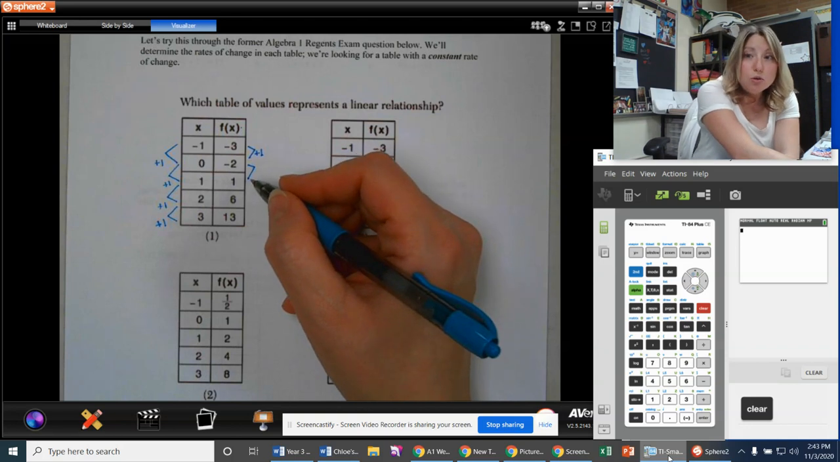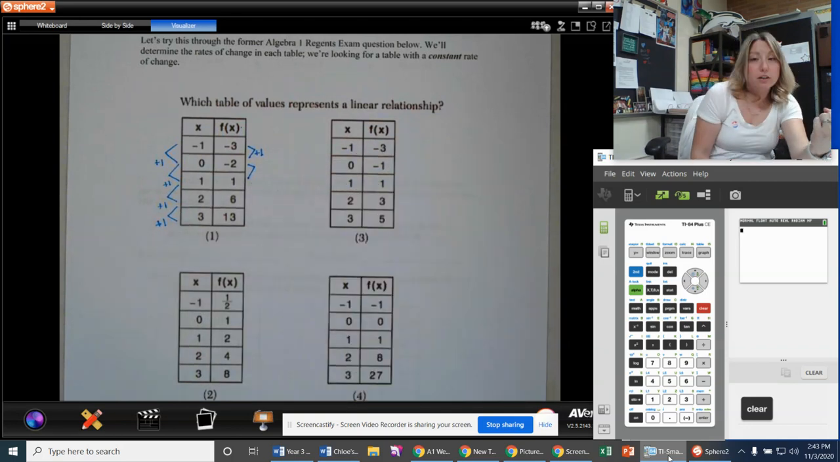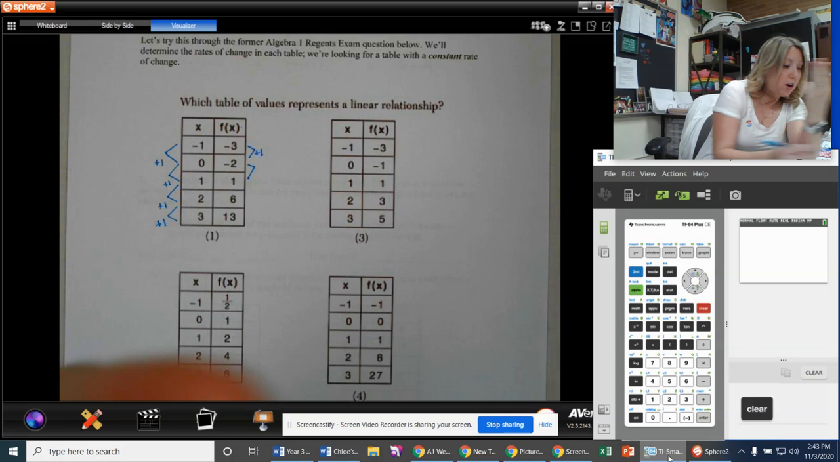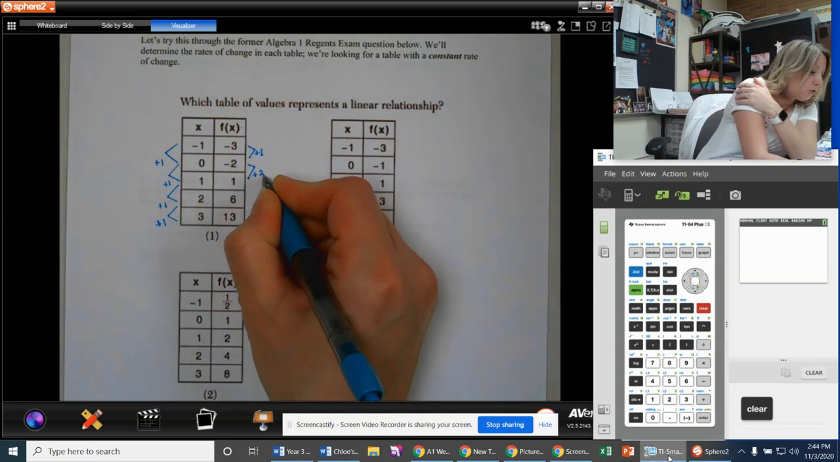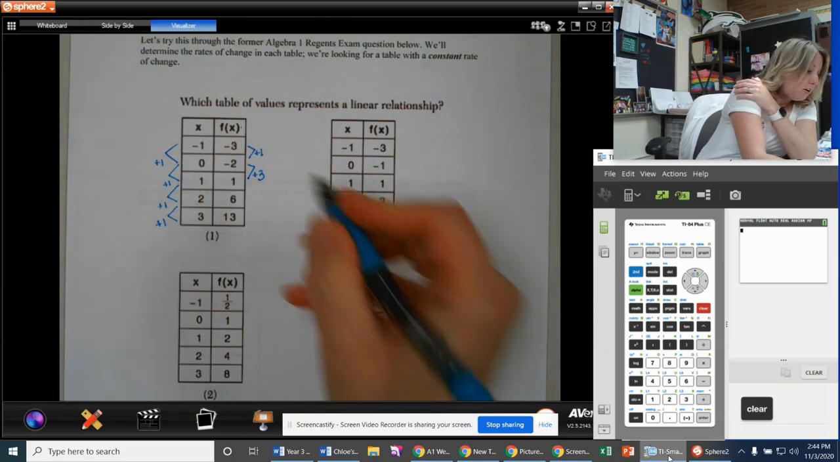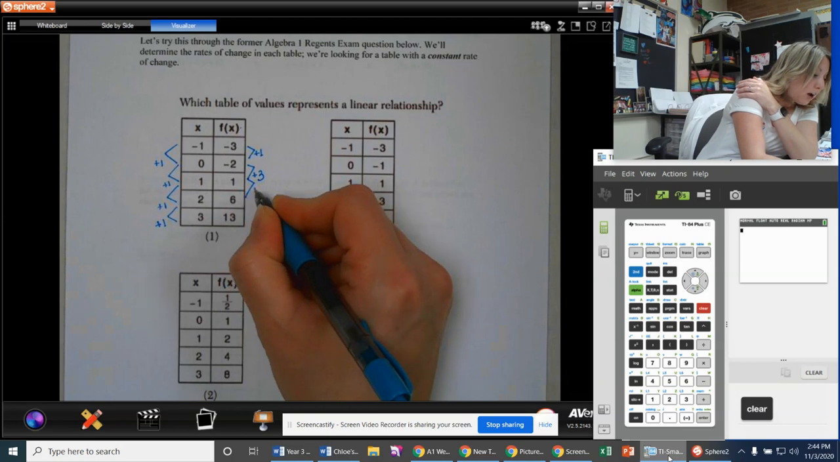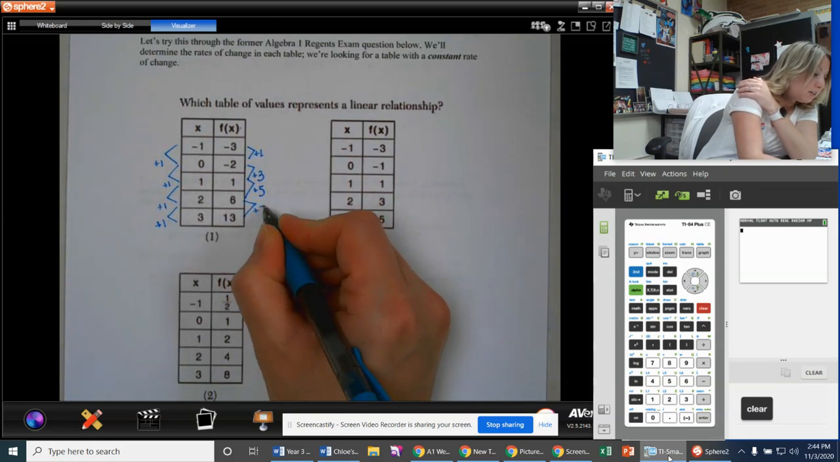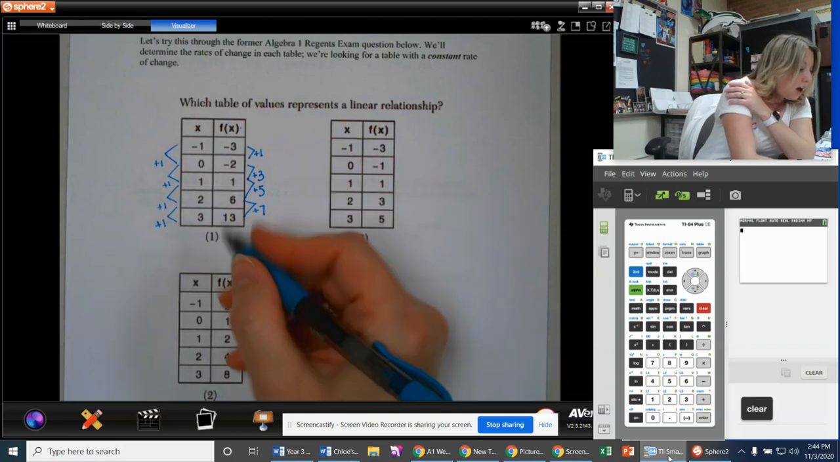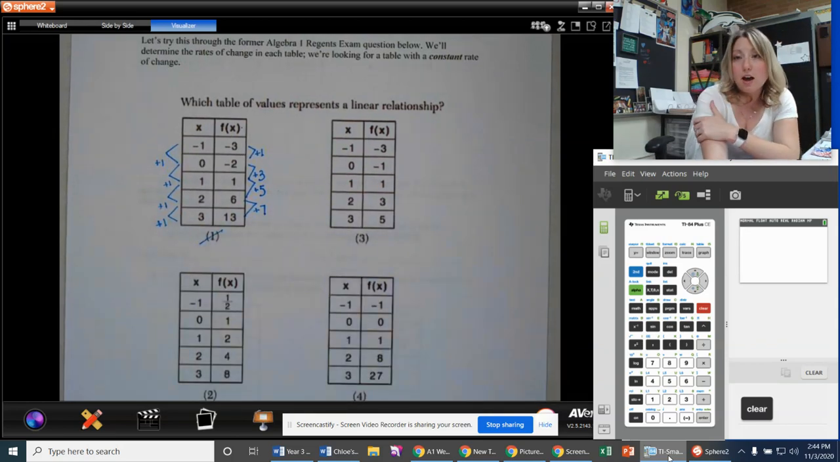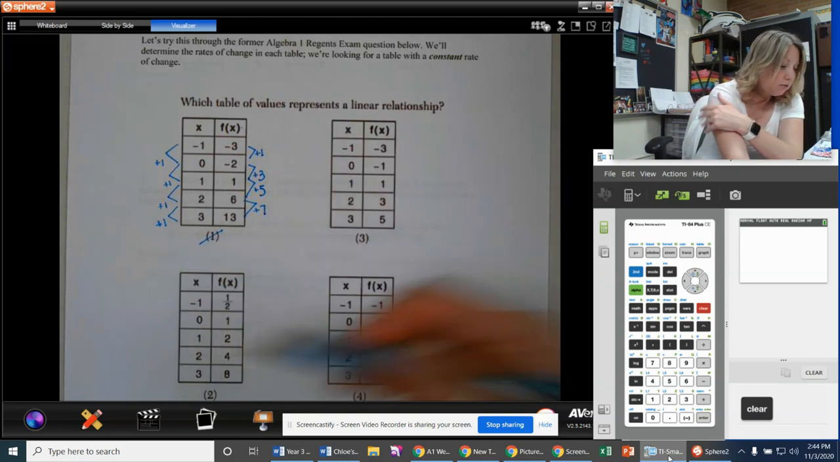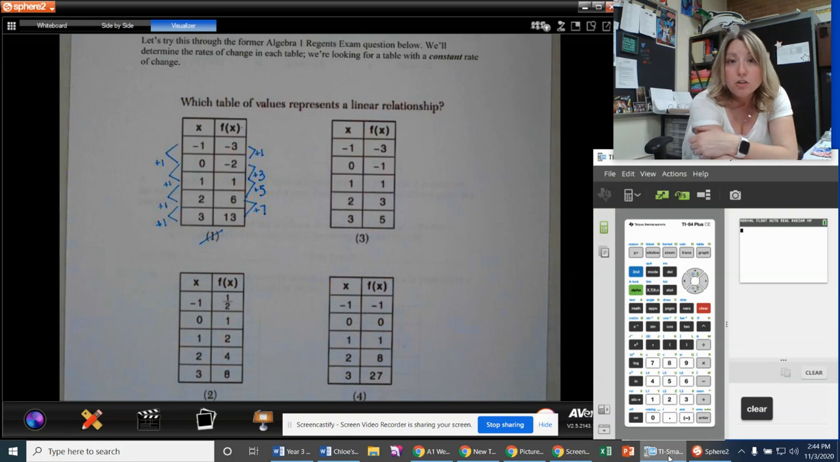From -2 to +1, think about it. You go to -1, 0, and then 1. That's a +3 change. And then from here to here, now you've got a +5 change. And from here to here, now you've got a +7 change. This is not a linear relationship because that is not a constant rate of change. I do want you to note that all of the x values in here all have a constant rate of change of adding 1. So really, let's look at our y values and see how we're doing.